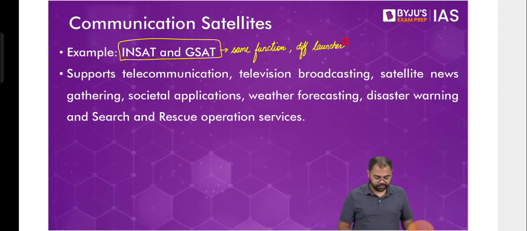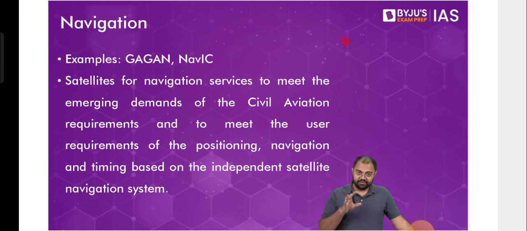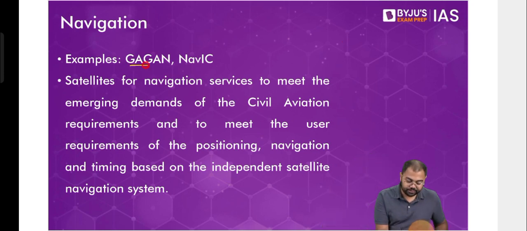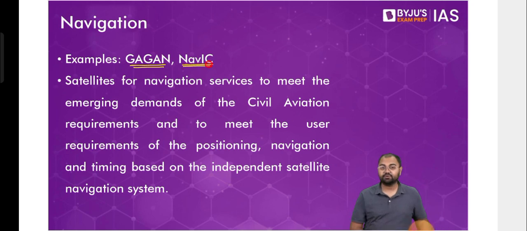So that's the difference. Otherwise, there is no difference between these two satellites. Now, coming to the navigation that we are looking at from an Indian perspective, there are two types of navigation satellites that we are using. One is called Gagan, the second one is called Navik. These are the two types of navigation systems that India has been using.